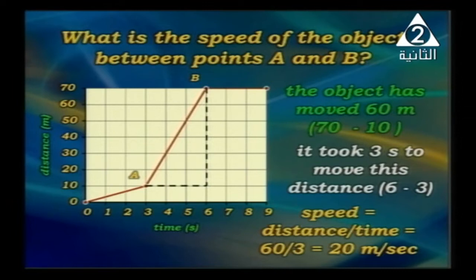Again, last time, I need to calculate this one. So we have the y-axis divided by the x-axis. What's meant by y? It means distance. What is meant by x? It means the time axis, time in seconds. So it took 3 seconds and it took 60 meters to move. 60 divided by 3 equals 20 meters per second. After that, we have another one.